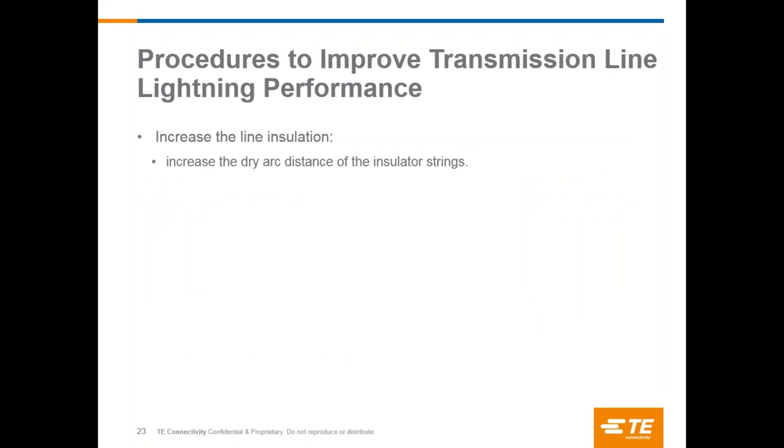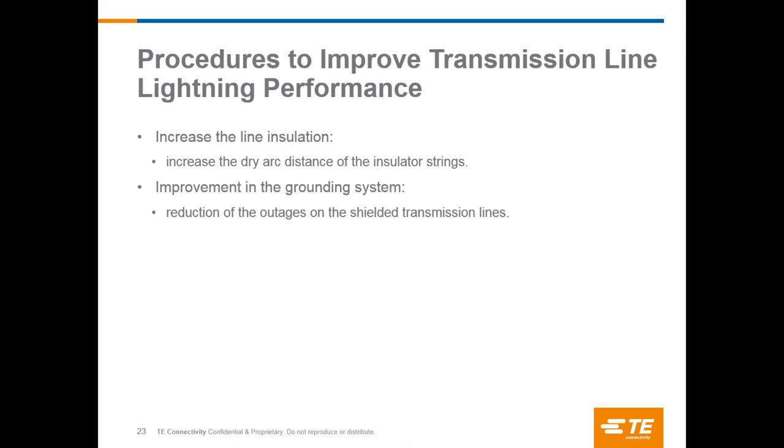The first is to increase the line insulation, adding insulation. In general terms, for transmission lines, it means increasing the dry arc distance of the insulator strings. How effective is this method? Does it work for both shielded and unshielded lines? What's the effect of the grounding system on the efficiency of this method? We'll be answering these questions in the case studies we'll be discussing in the next slides.